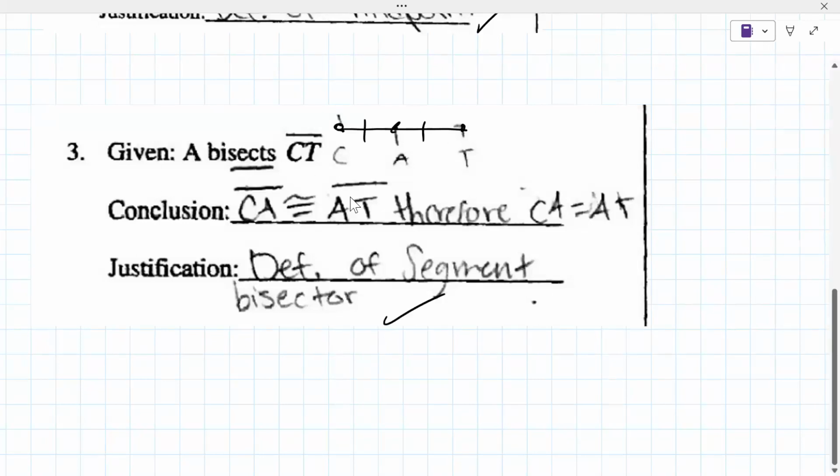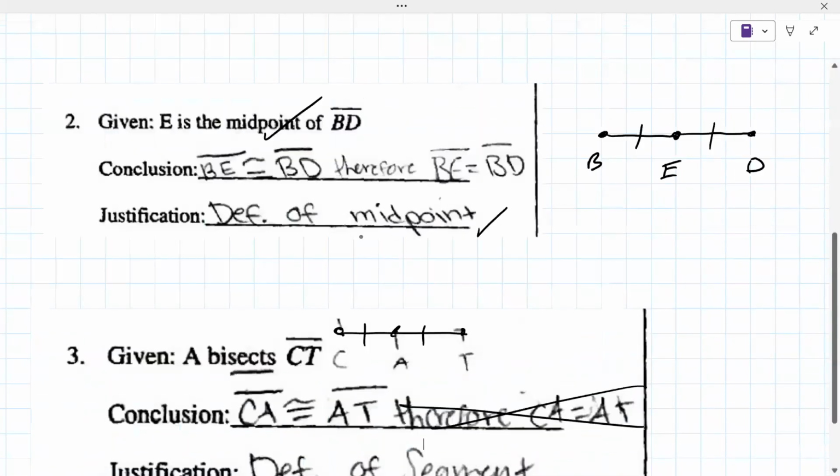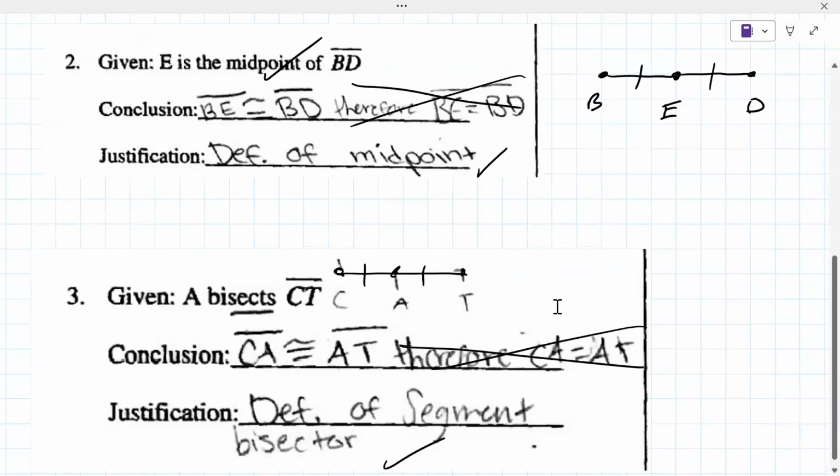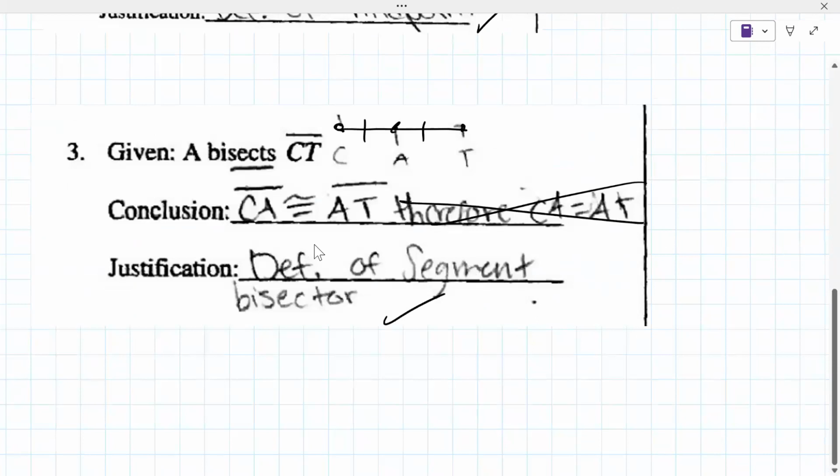Your conclusion, I'm not really sure exactly what your instructor wants here. Yeah, the line segments are congruent. This is probably not needed, and same with this one back here, probably not needed, but I don't know what you guys are doing in class. I just added the last part because it was on one of the things, but I was kind of confused on why we had to add it too. So it's kind of like this: if A bisects CT, then the conclusion, then CA is congruent to AT. All right, so this looks fine to me.